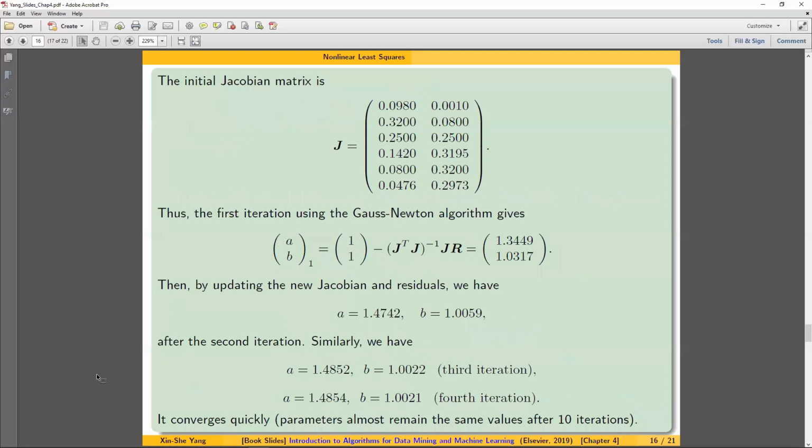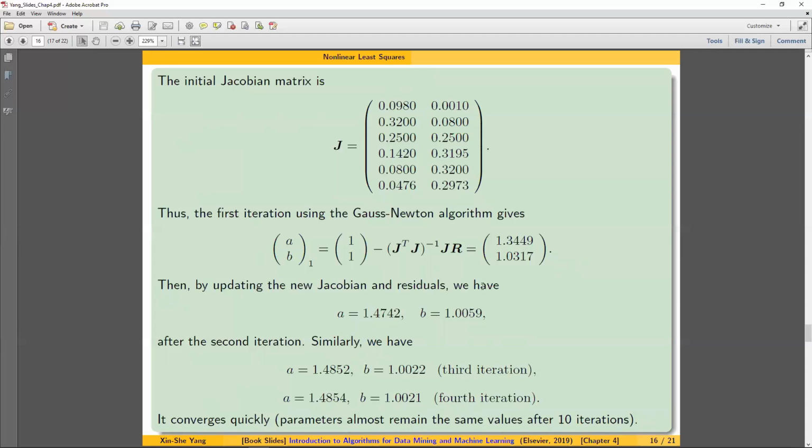If we continue with this, you can find the initial Jacobian matrix, and then you can find the first iteration based on the initial guess of 1, 1, minus the Jacobian matrix inverse times J times R. Then you come back with the updated A and B, and then you can update that A and B by updating the new Jacobian and residuals.